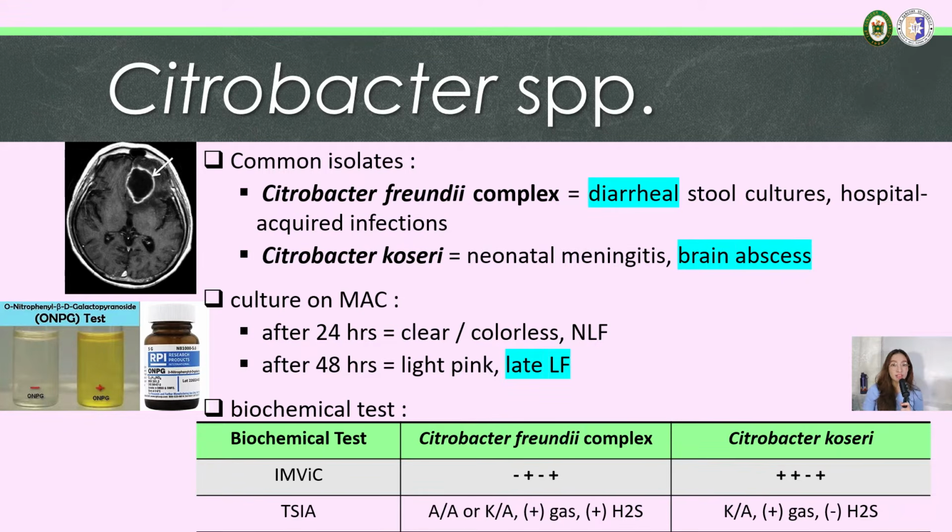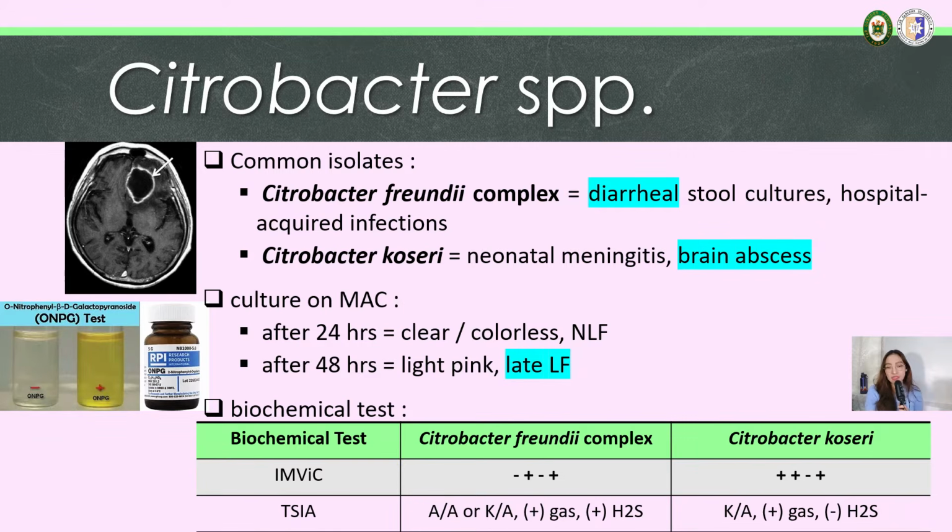There are two notable isolates under the genus Citrobacter, the Citrobacter florentii complex and Citrobacter corseri. Citrobacter florentii is commonly recovered from diarrheal stool cultures. Now, about 80% of Citrobacter florentii complex isolates produce a positive hydrogen sulfide reaction. Meanwhile, some strains, about 50% of the isolates, fail to ferment lactose. Now, the colony morphology of Citrobacter florentii on primary selective media can be mistaken for Salmonella when isolated from stool cultures.